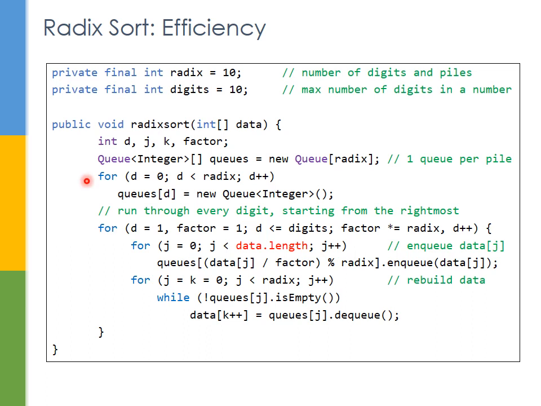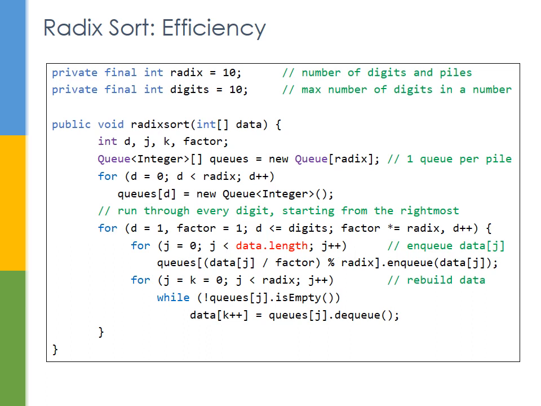So then we get on to this for loop over here, and this loop runs from 0 to 1 less than the Radix. In other words, this for loop is running through each of the individual queues. And what this does is for each iteration, it initializes the queue at subscript d within the queues array, and it creates a new queue that contains integers at that point. So now we've initialized our queues.